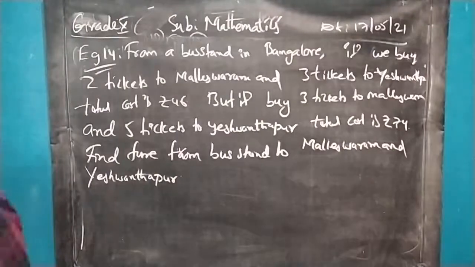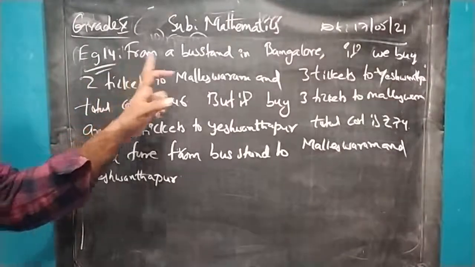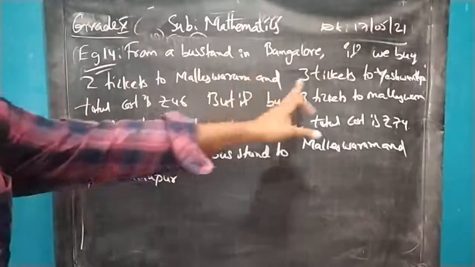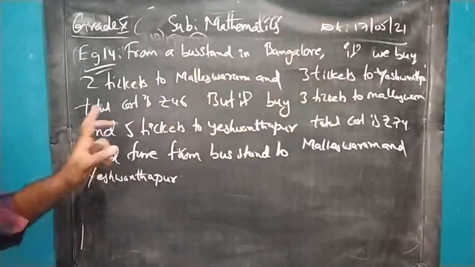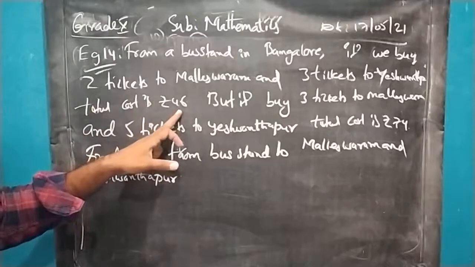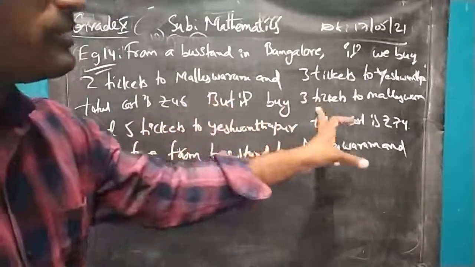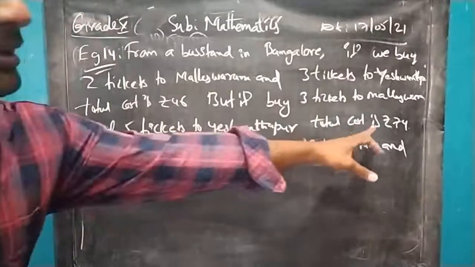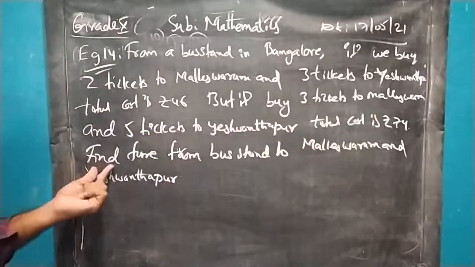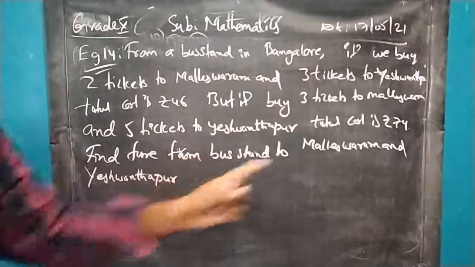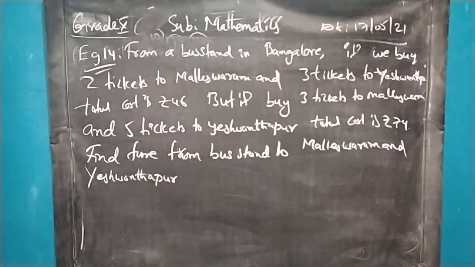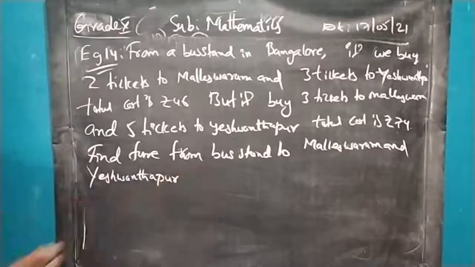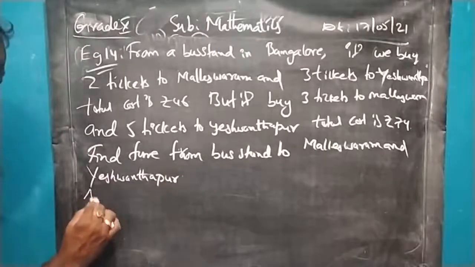Next, let us see this question, example 14. From a bus stand in Bangalore, if we buy 2 tickets to Malleshwaram and 3 tickets to Yeshwanthpur, in total we need to pay 46 rupees. But if we buy 3 tickets to Malleshwaram and 5 tickets to Yeshwanthpur, we need to pay 74 rupees. So what is the fare from the bus stand to Malleshwaram as well as Yeshwanthpur? How many rupees are they going to charge from the bus stand to Malleshwaram, and from the bus stand to Yeshwanthpur?